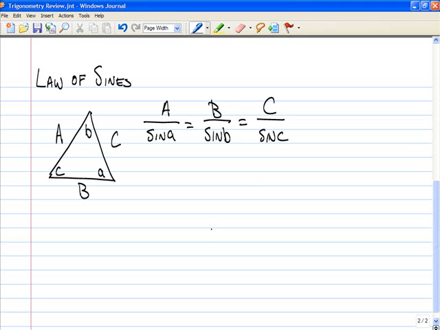So if we know any combination there, we can go ahead and solve. If we know any 3 of the 4, we can solve for those. And essentially, you're setting up a ratio, aren't you? So let's see, let's say we had a problem that looks something like this.